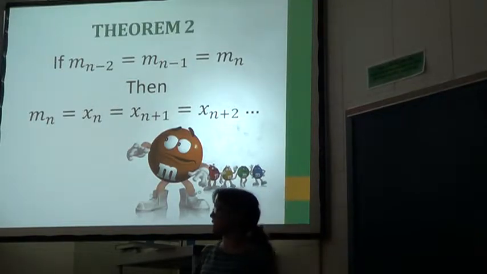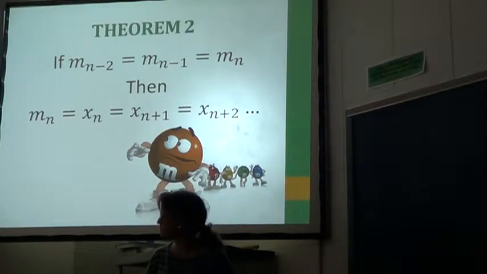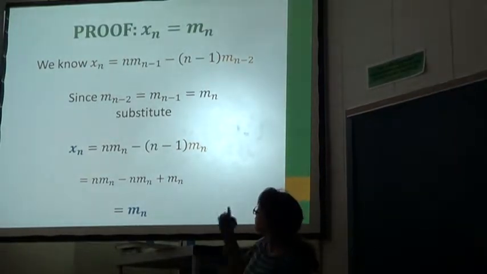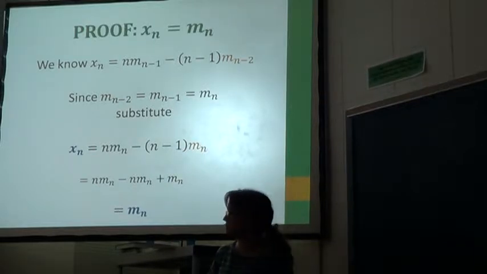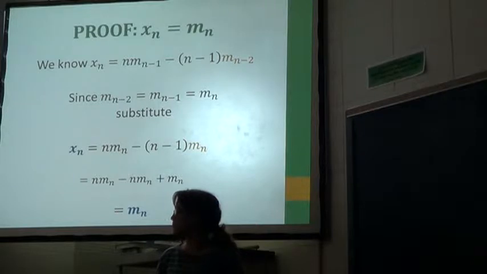We now need to understand the conditions under which we can know for sure that a sequence is actually stable. It turns out that if you have 3 medians repeated in a row, then the rest of the sequence, the stable value, will be equal to those medians. Given the formula for x sub n, we can make some substitutions since we know that m sub n minus 2 is equal to m sub n. We can substitute, solve, and it shows that x sub n is equal to m sub n.